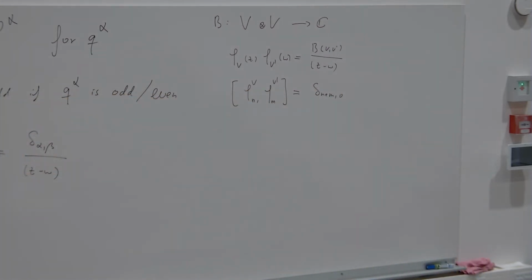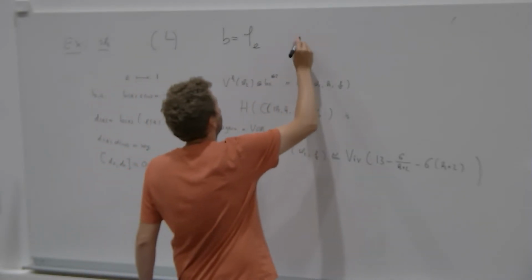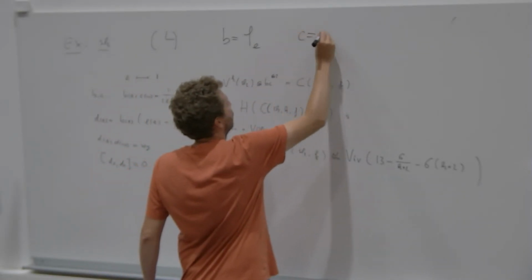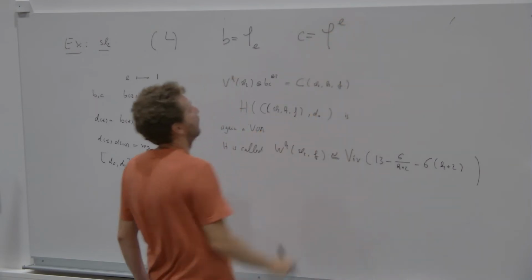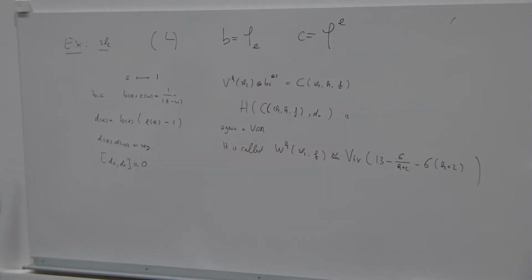Anyway, please compare this simply to the SL2 example. Right? So here I said B was my phi E. I hope I get upper and lower index correct, and the C, the phi E with an index on the other side. Okay, now we need one more free field algebra in order to define the complex.